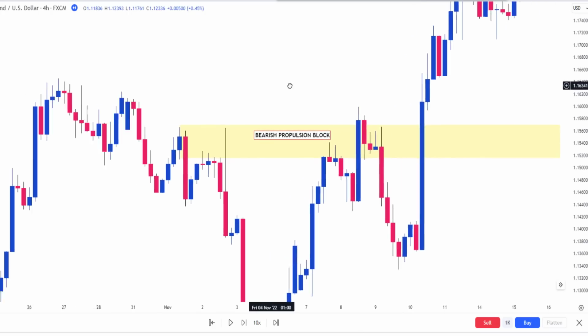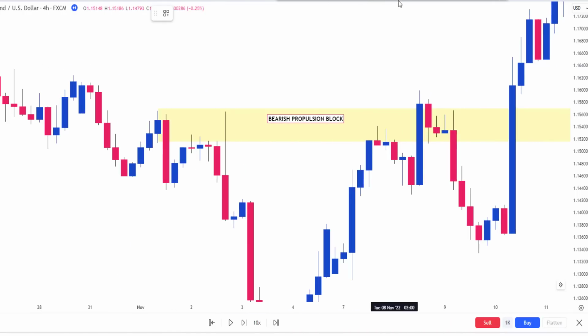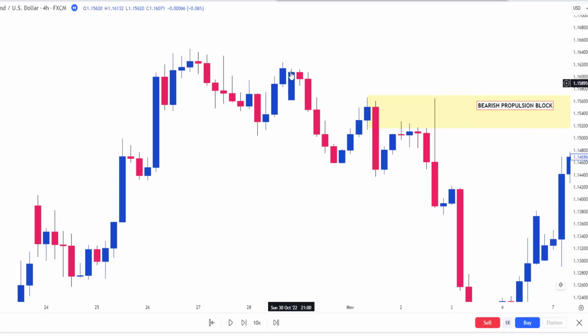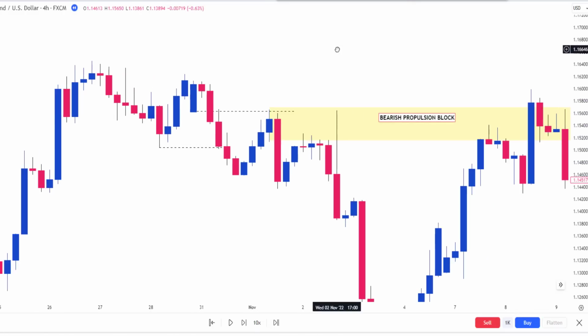Okay guys, I have this example. I consider it as a propulsion block. Look at this price action. So this guy is acting like your bearish order block. This guy, can you see this blue candlestick? It is acting like my bearish order block. And look at this price trading below this level, coming back to test this area. Can you see this last blue candle is now acting like my propulsion block?